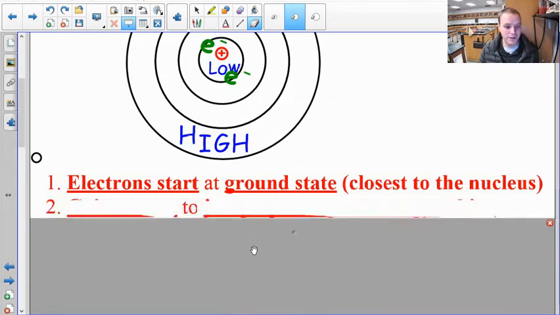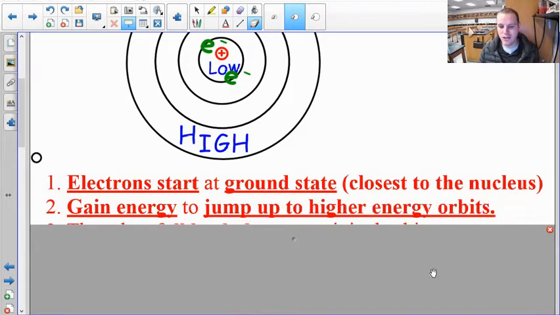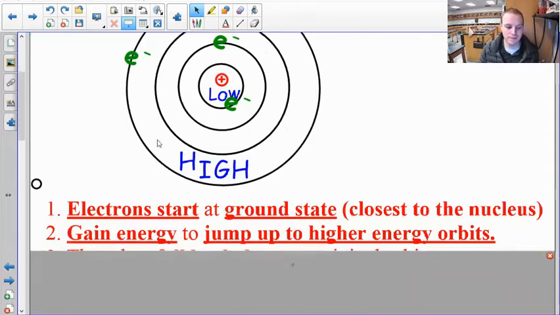Step 2, the electron gains energy, and it jumps to a higher energy orbit, okay? So we're going to focus on this electron right here. This electron started at the ground state, as close to the nucleus as it could get, and we're going to add energy to it, okay? And it's going to jump to a higher orbit. So we put energy into the electron, and then it jumps to a higher orbit. It's not that it jumps to a higher orbit and then has higher energy. We put energy into it, and that causes it to jump to a higher orbit.